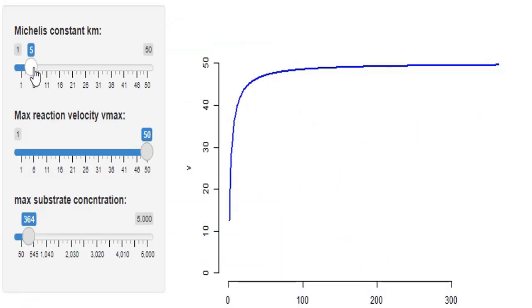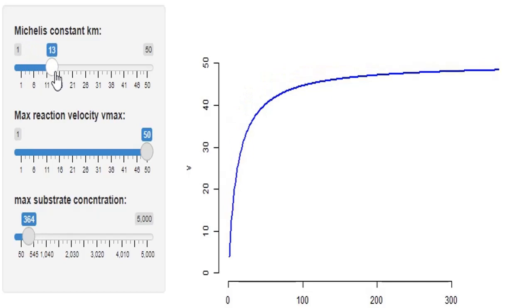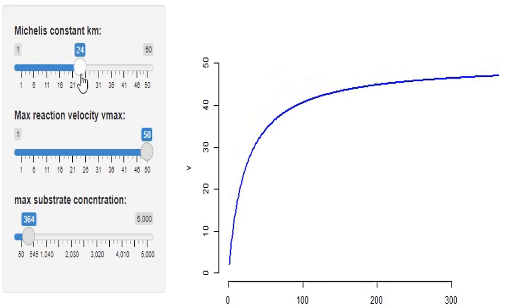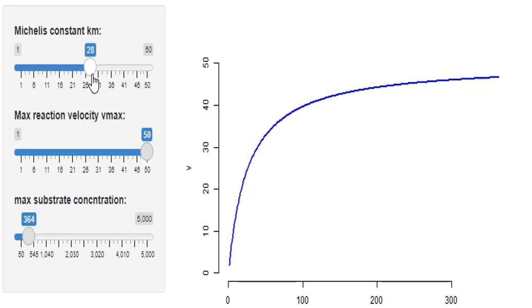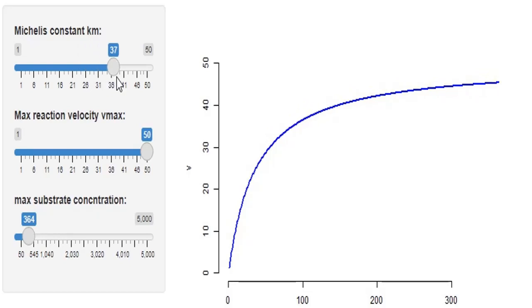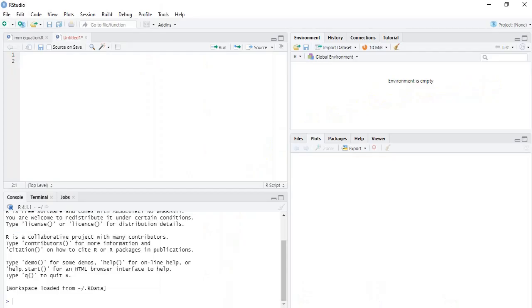Effects of changes in Vmax and Km can be understood very effectively if we learn them using graphs. Run the equation for various values of Vmax and Km, plot the graph and see the effect. Let's go to R. We are in RStudio.